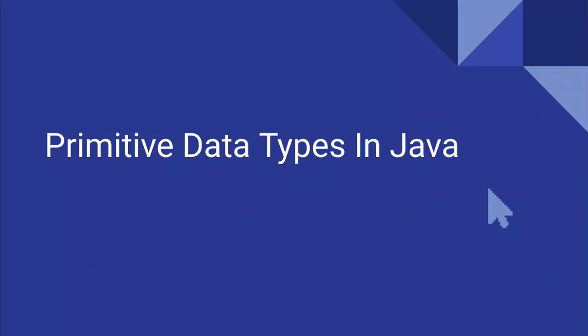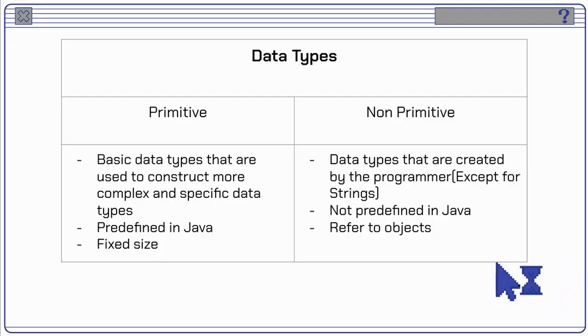In today's video, we'll be going over a detailed overview of primitive data types in Java. Now, before diving into all the different primitive types, we must first understand the difference between the two types of data types in Java and what each one means.